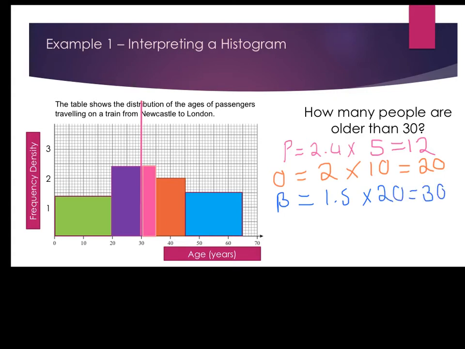So in total, the amount of people that are older than 30, if we go back to the question, are these three categories added together. So that is 12, add on 20, add on 30, and that gets me the answer of 62 people.